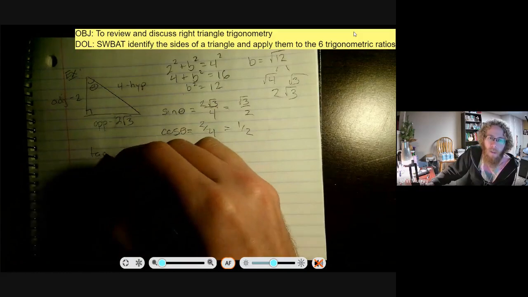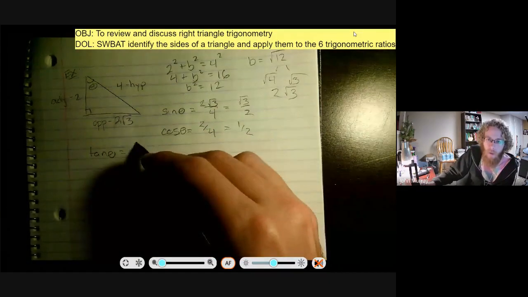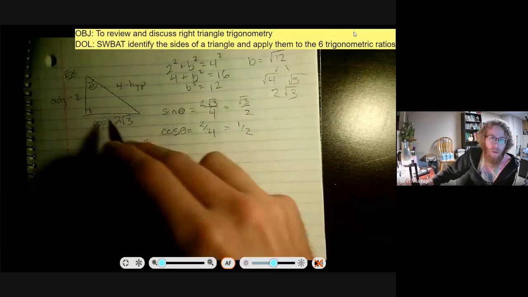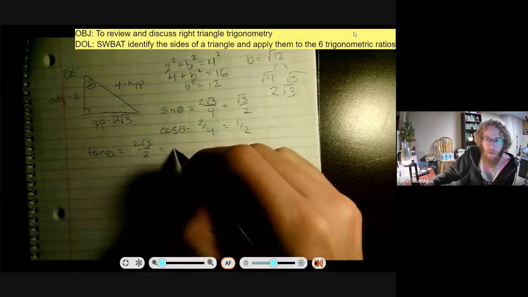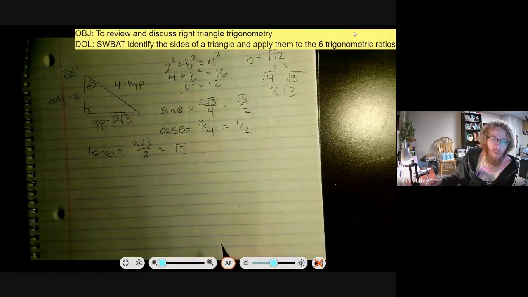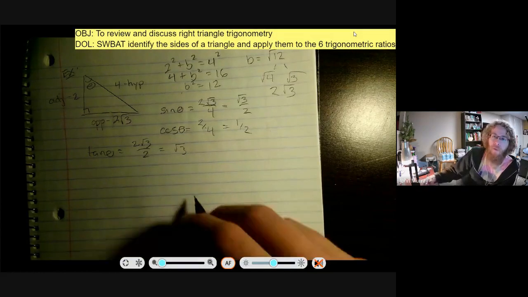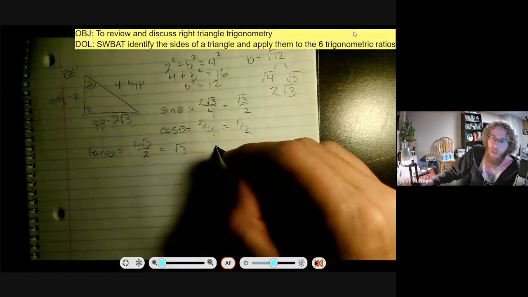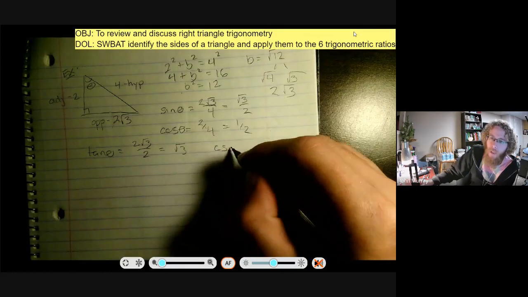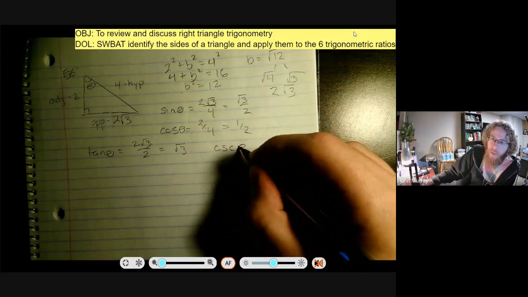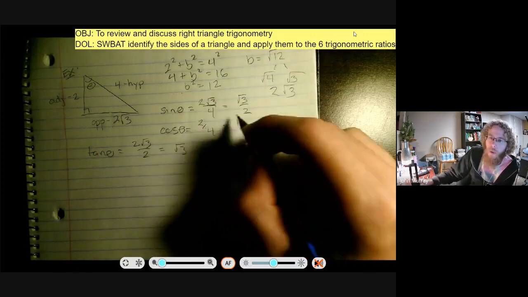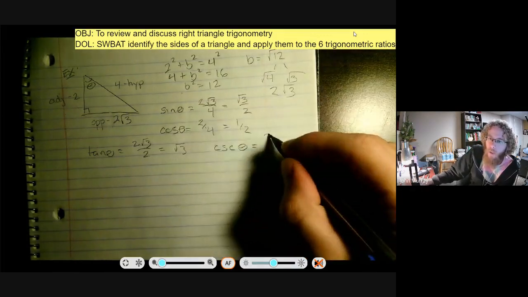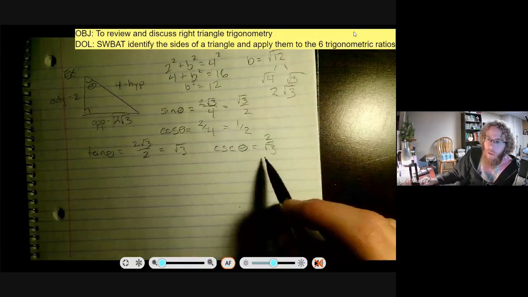Tangent, opposite 2 root 3 over adjacent 2. We just have the square root of 3. Okay? And then just be careful. We deal with the same thing when we have the flipped, right? So let's just look at cosecant. Yeah, we're running out of time. So cosecant is going to be this flipped. So I have 4 over 2 root 3, which is 2 over root 3.